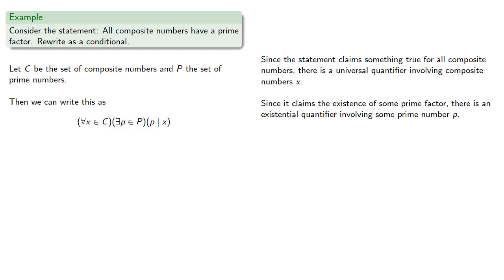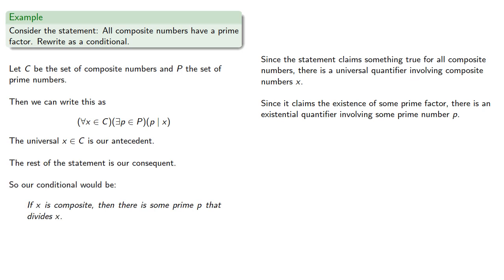Rewriting this as a conditional, the universal X is composite is our antecedent, and the rest of the statement is our consequent. So our conditional would be, if X is composite, then there is some prime P that divides X.